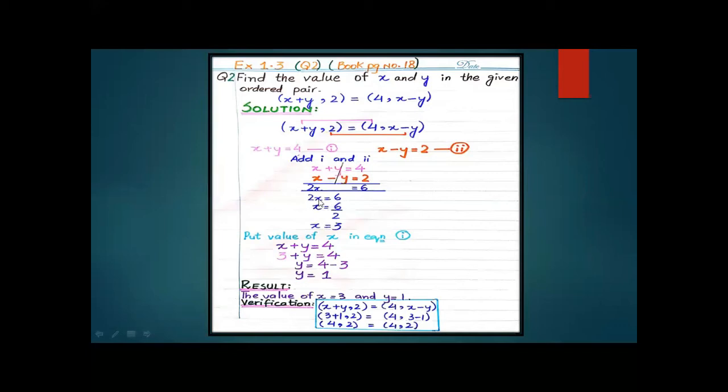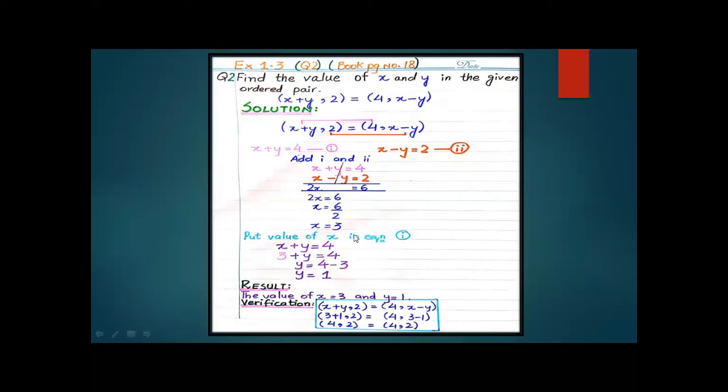The 2 is showing multiplication with x. When 2 changes its side, it becomes divided by 2. The inverse of multiply is divide. So this is now 6 divided by 2. 2 ones are 2, 2 threes are 6. Now the value of x is 3 here.